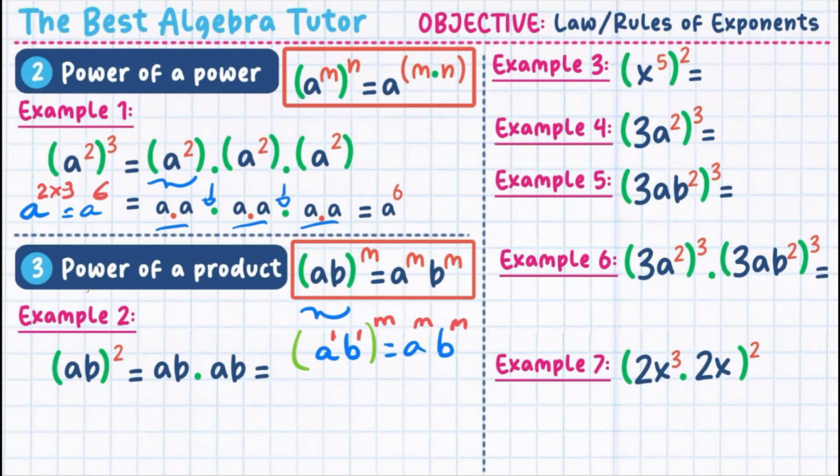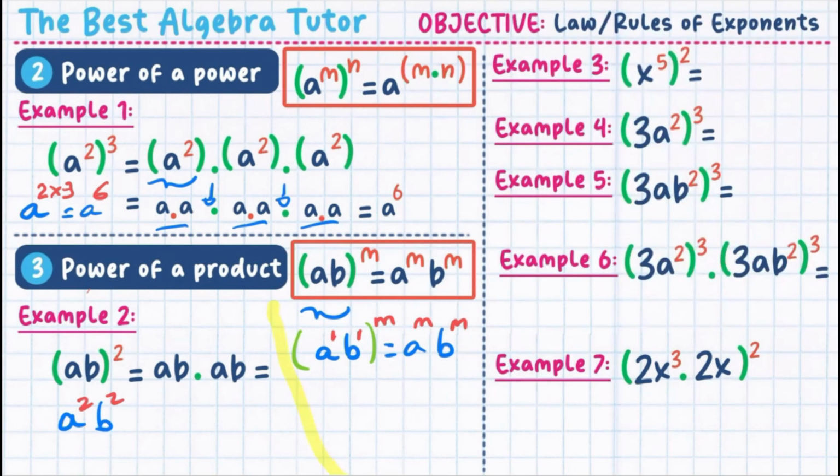So following this rule, we're going to work example 2. We have to distribute our exponent 2 to each a and b. a to the power of 2 times b to the power of 2. That should be my answer.